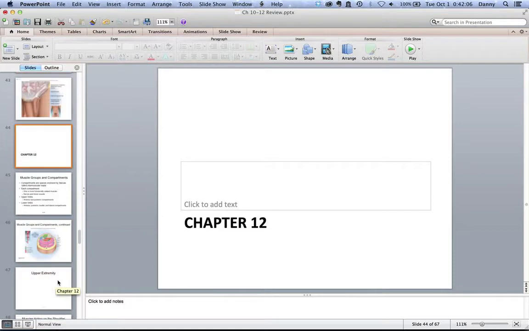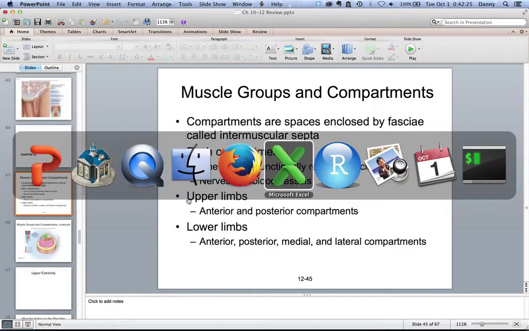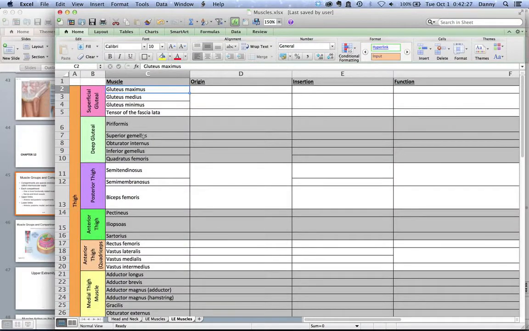Okay, chapter 12, which is the upper and lower extremities. Remember that when you get to the upper and lower extremities, you should be thinking about these in terms of compartments. In the upper limbs, you're going to have an anterior and posterior compartment. In the lower limbs, you're going to have more compartments. You're going to have anterior, posterior, medial, and lateral. And if you look at the spreadsheet that I sent you, these are kind of grouped that way. And if you'd like to change this, you can.